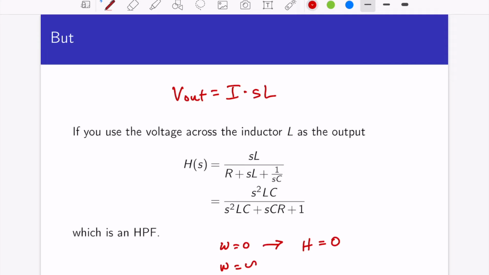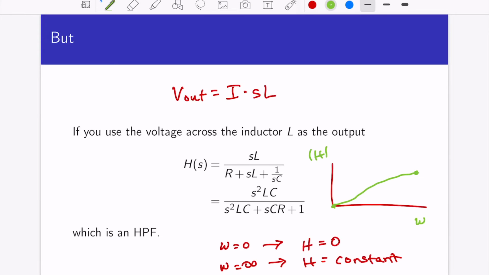When omega approaches infinity, we have H is equal to infinity squared over infinity squared. You can use L'Hopital's rule and you will find that that is a constant. Now, I didn't bother to figure out what that constant is because I don't need to for sketching my circuit. What I'll have is that at omega 0, this is omega, this is magnitude of H, at omega 0, H is 0. At omega infinity, it goes up to some constant, so we have something like this, which is a high-pass filter.